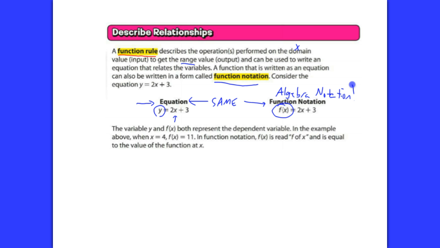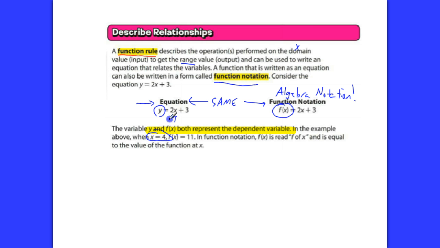Okay, it's an algebra notation. So if you see that f parenthesis y, or they could change that letter f to another one like g, all right, what that means is basically y. It means it's the output. Okay, so right here they're telling you the variable y and f of x both represent the dependent variable, which is y.